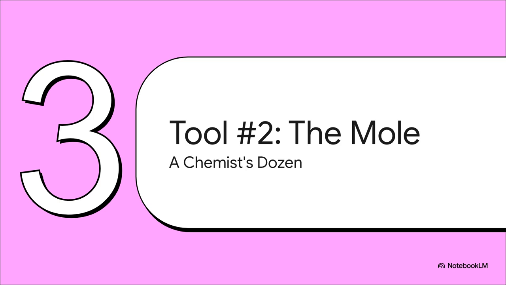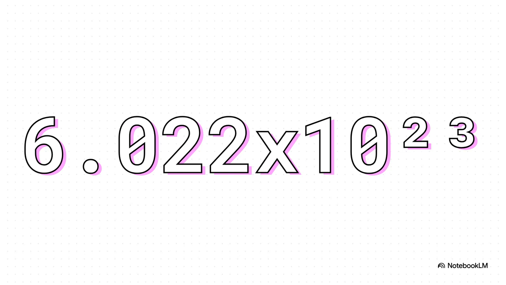And honestly, this is the big one. It's called the mole. And the best way to think about it is like a chemist's dozen. It's the magical bridge we've been looking for. Get ready for this number. It's huge. It's called Avogadro's number. That's 602 sextillion. A number so unbelievably massive, it's almost impossible to wrap your head around. But this exact number, this is the key to everything.